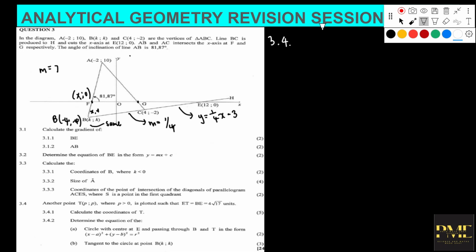Okay. Another point, point T, where P is greater than 0, is plotted such that ET is equal to EB. Right. So we've got another point somewhere. Let's say maybe yeah, because basitshela ukuthi P okwama coordinates ka T ba greater than 0. So in other words, maybe kuzoba ipoint elinjani elilapha somewhere in the first quadrant ngoba siyabona ukuthi ba greater than 0.